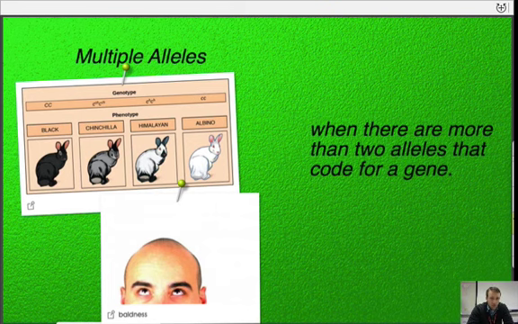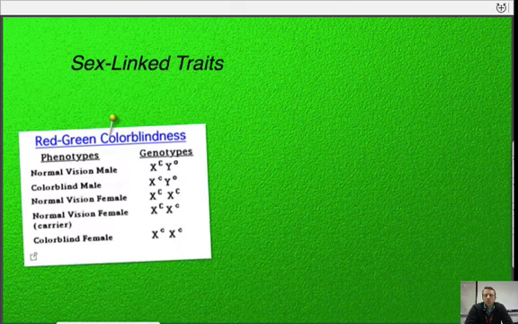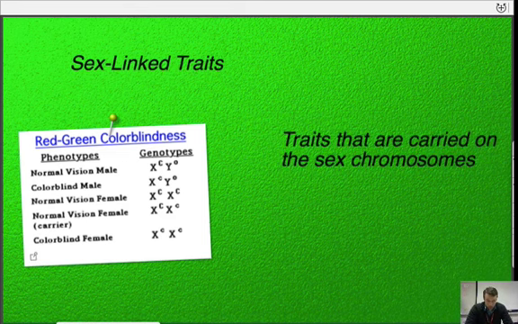On here we have multiple alleles, like I said, that little c, little h, and so on and so forth. But that brings us into sex-linked traits now. So sex-linked traits sound exactly like they are. They're traits that are found on the sex chromosomes. So notice here, in this picture, you have red-green color blindness.